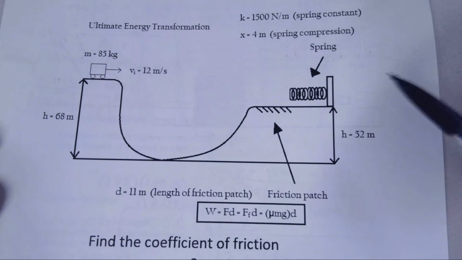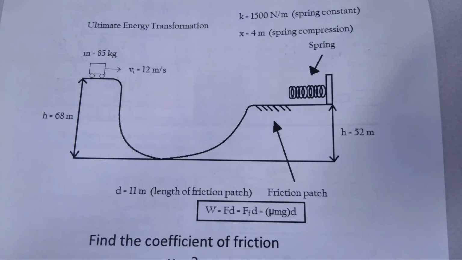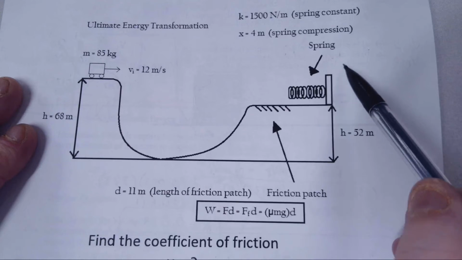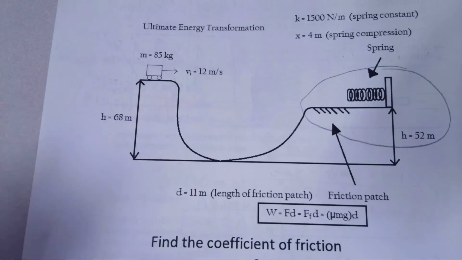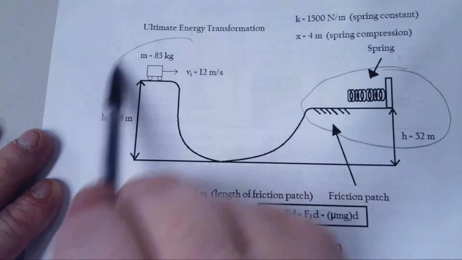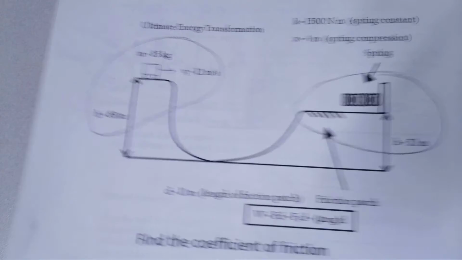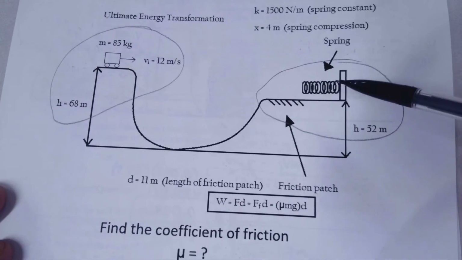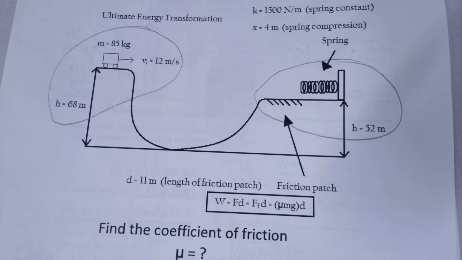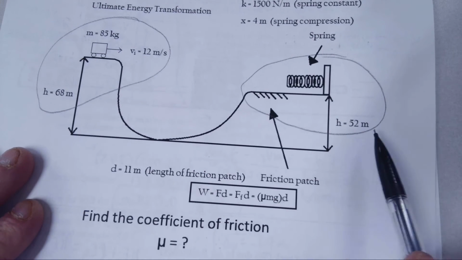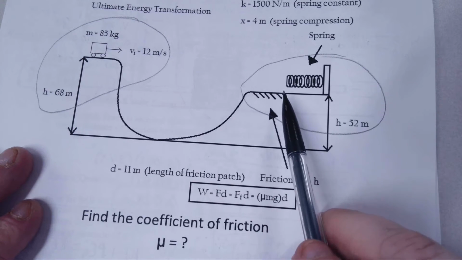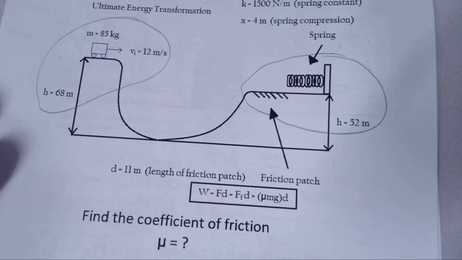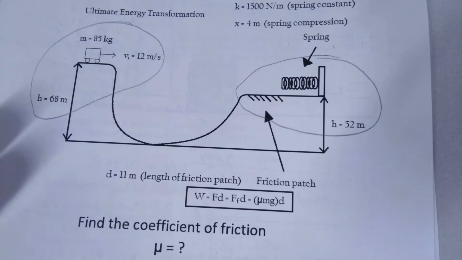You don't have to think about this as multiple different energy transformations. Everything here is contributing to basically equal everything here on this side. So the friction patch and the spring don't have to be happening at the same time. Basically, it's going up a height, then goes across the friction patch and slows down even further. It's still moving and then compresses against the spring.